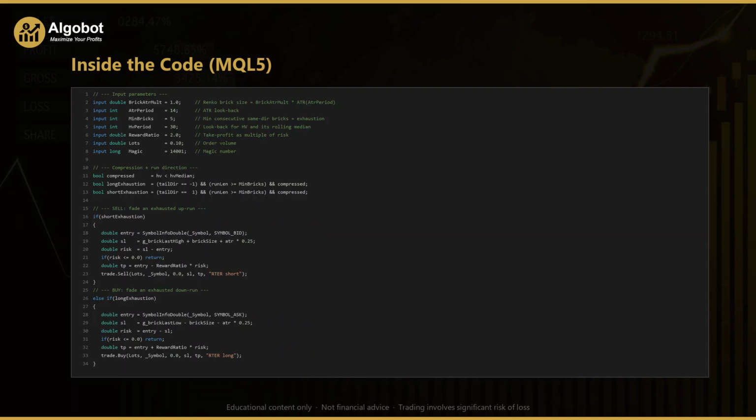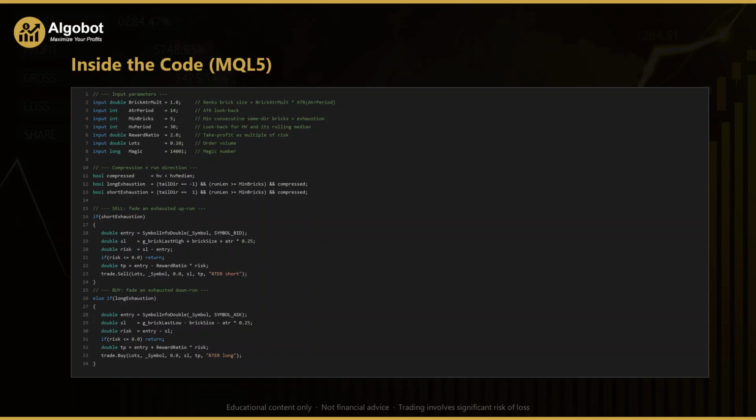Long exhaustion is the mirror image, when the tail direction is down with the same run and compression requirement. If short exhaustion is met, the code reads the current bid as the entry, sets the stop 1 brick above the last up brick high plus a quarter ATR buffer, measures the risk, and calculates the take profit below entry at the reward ratio times that risk. It then calls trade.sell with the lots, stop, and target.